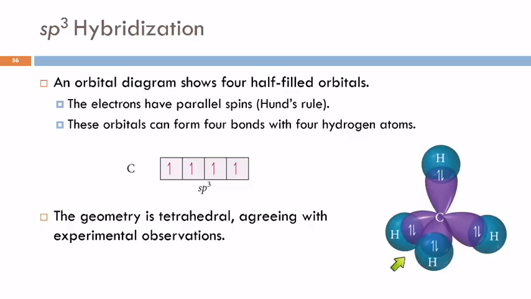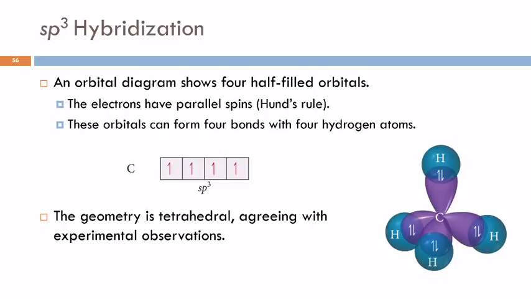Now, our valence bond theory is predicting that we'll get CH4 and that the bond angles will be 109.5 degrees. And that matches up with observation. A theory is no good if it doesn't match with what we observe experimentally.